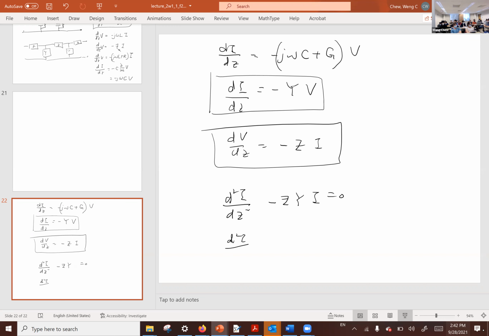Sorry, this is the I, and then this is the V. Okay. I do have these two equations, but they are no different than the Helmholtz equations that we've seen before.